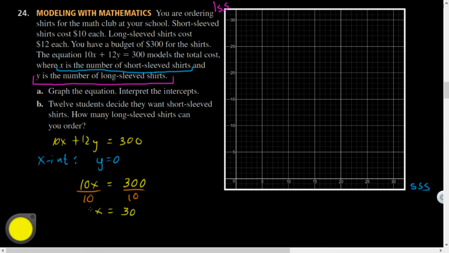So let's see, looks like x equals 30. So let's plot that point. Hey, it's almost like I planned this coordinate plane for this problem. So I get x equals 30. Let's find the y-intercept.